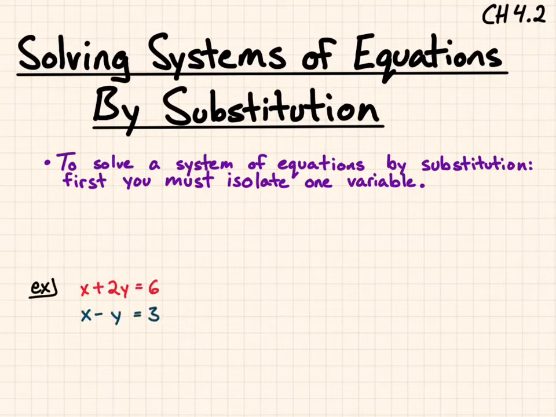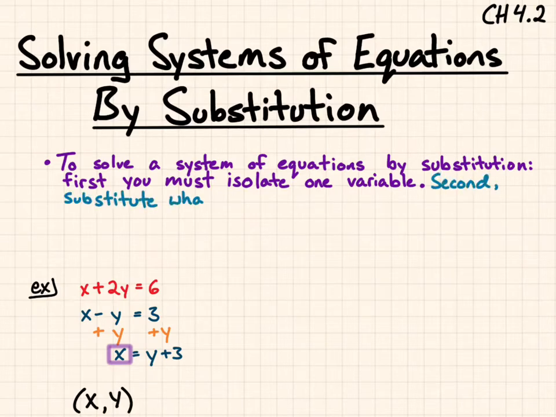The example is x plus 2y equals 6 and x minus y equals 3. What would be a solution, an x and a y, that would satisfy both of these equations? First, I'm going to want to get a variable by itself, and I'll move the y over to the right-hand side by adding y to both sides. That keeps everything positive. And now I have x all by itself. That was my first step: one of the variables all by itself.